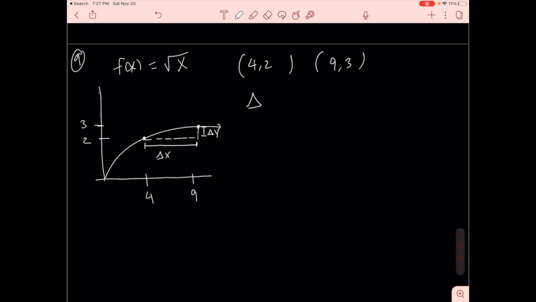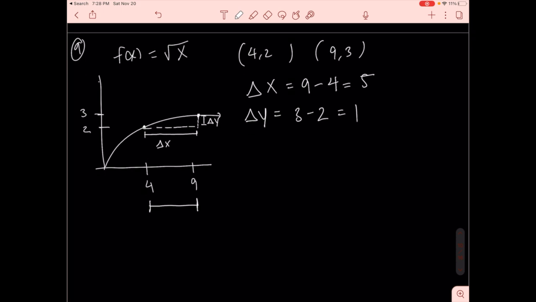Well, delta x is pretty simple. Between these 2 points, we've got 9 minus 4 equals 5. So the change in x over these 2 points is 5. And now let's look at the change in y. So we go from 3 to 2, and that gives us 1. Okay, so it's pretty simple to calculate the change in y and the change in x when you've got really nice numbers like 4 and 2 and 9 and 3.